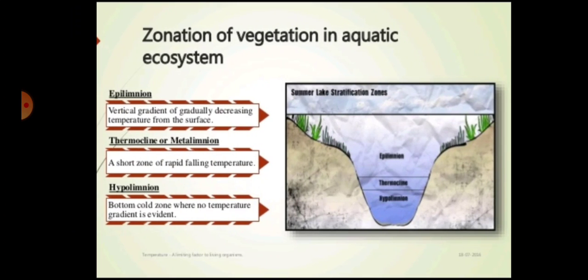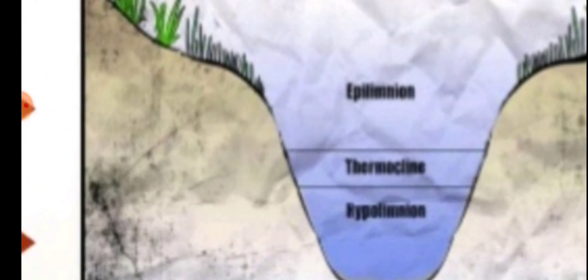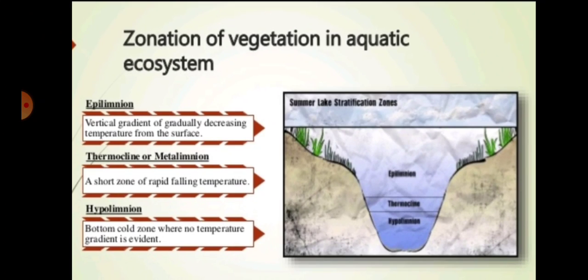Now let us discuss the zonation of vegetation in the aquatic ecosystem. Studies on the vertical changes of temperature have led to the hypothetical classification of the freshwater media into three strata. The superficial layer of fresh water is constantly stirred by the wind and is called epilimnion. It is the layer of warmer water and its temperature may rise up to 27 degrees centigrade during the summers.